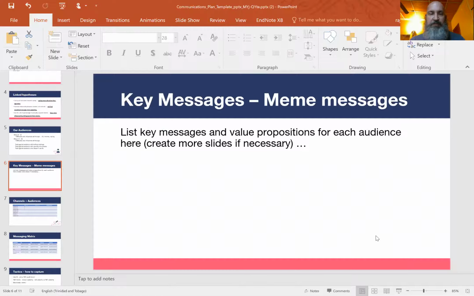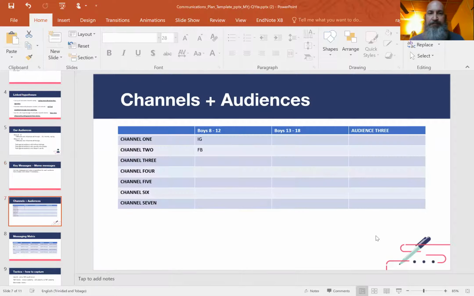So this would be where you would put some of the meme messages. This slide, as you can see, I've actually set out the boys 8 to 12 and the boys 13 to 18. And I'm thinking of comparing Instagram with Facebook. Obviously that may be too complicated, too time consuming, and you may not have access to these different groups. Therefore, if you were just using Instagram, you could do that and try and target boys 8 to 12 and boys 13 to 18 and find ways of doing that.